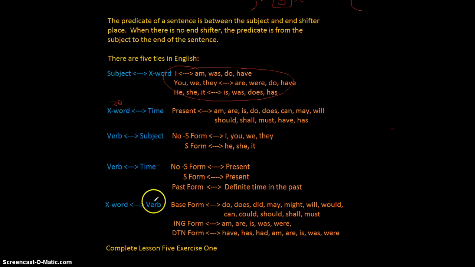Finally, we saw that X words can tie with verbs. For example, we have a base form of the verb, and that ties with X words like do, does, did, may, might, will, would, can, could, should, shall, and must. We have the ing form of a verb, which ties with am, are, is, was, and were. And we have the DTN form of a verb, which ties with have, has, had, am, are, is, was, were.